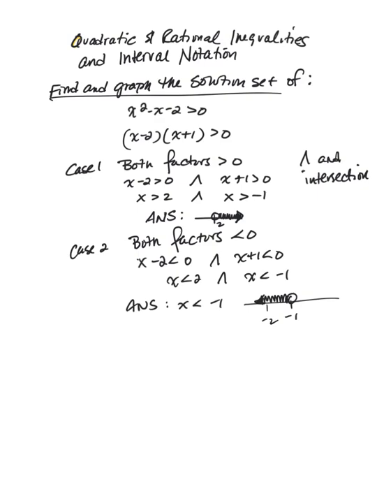So either one of these is a solution, so the final answer would just be these two graphed together. So it'd be x is less than negative 1, that's just an arrow, and x is greater than 2. Strictly less, strictly greater. Okay, the arrows just mean they go on forever.